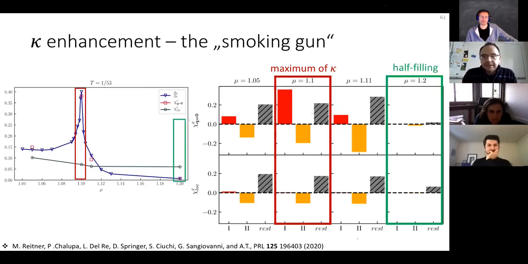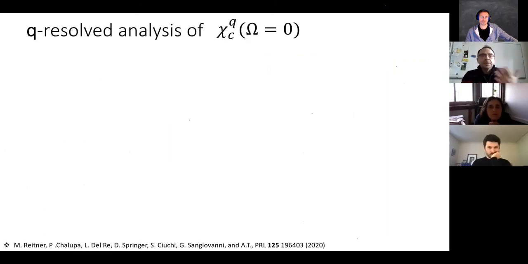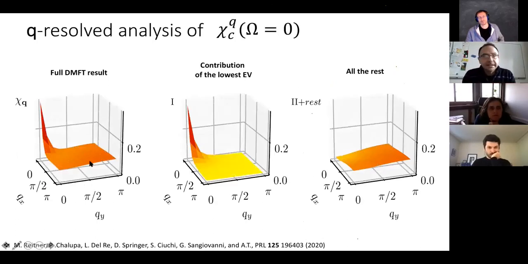And you can also see that while at half filling this is killed by symmetry, as I said before, the shape of the red component, which comes from the non-perturbative eigenvalue, essentially mimics the shape of the isothermal compressibility. So it's really driving the physical response. And this was also confirmed by a fully momentum-resolved analysis of the DMFT result, where we see that the full momentum-dependent static response has the maximum at q equal to zero for this parameter set. And this maximum at q equal to zero was essentially given only by the contribution of the first eigenvalue, while the rest gave an opposite trend, very close to the one that you expect at half filling.